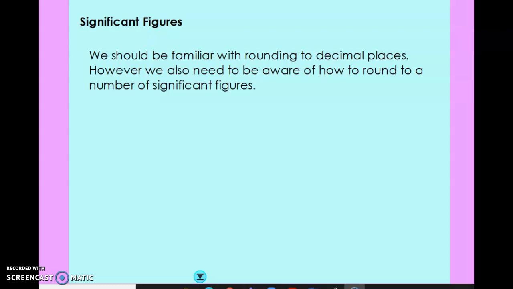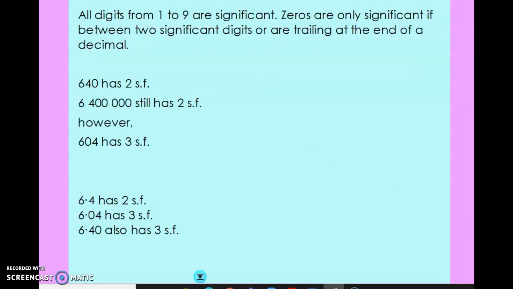The next bit of rounding we're going to look at is rounding to a certain number of significant figures. Okay, so we've looked at rounding to decimal places, and this does follow a lot of the same rules as rounding to decimal places. The difference is knowing what a significant figure is compared to a decimal place. We'll have a wee look at that first.